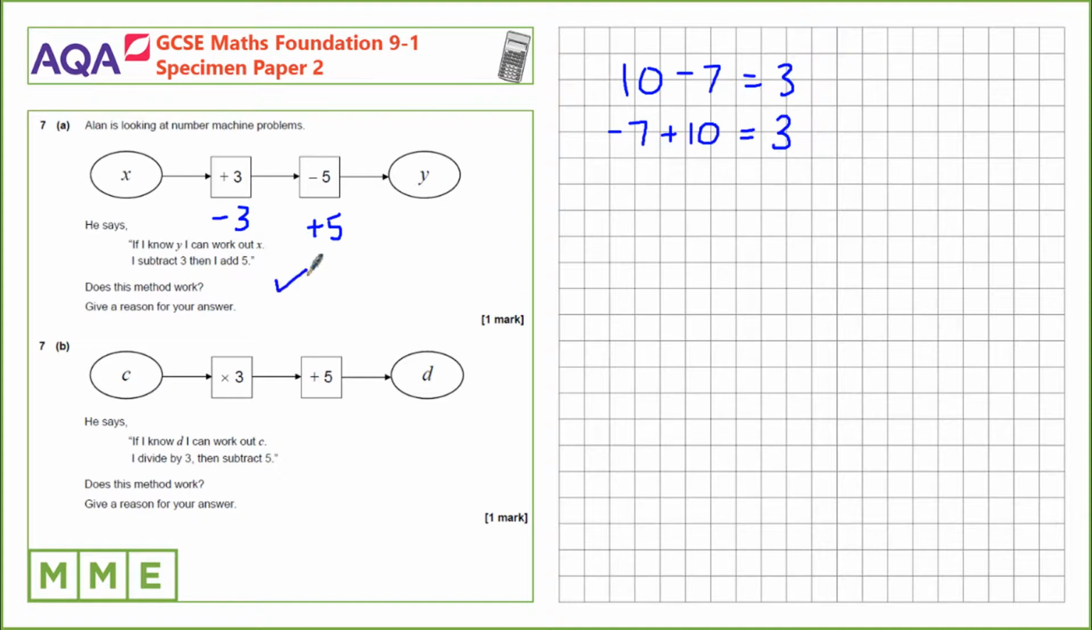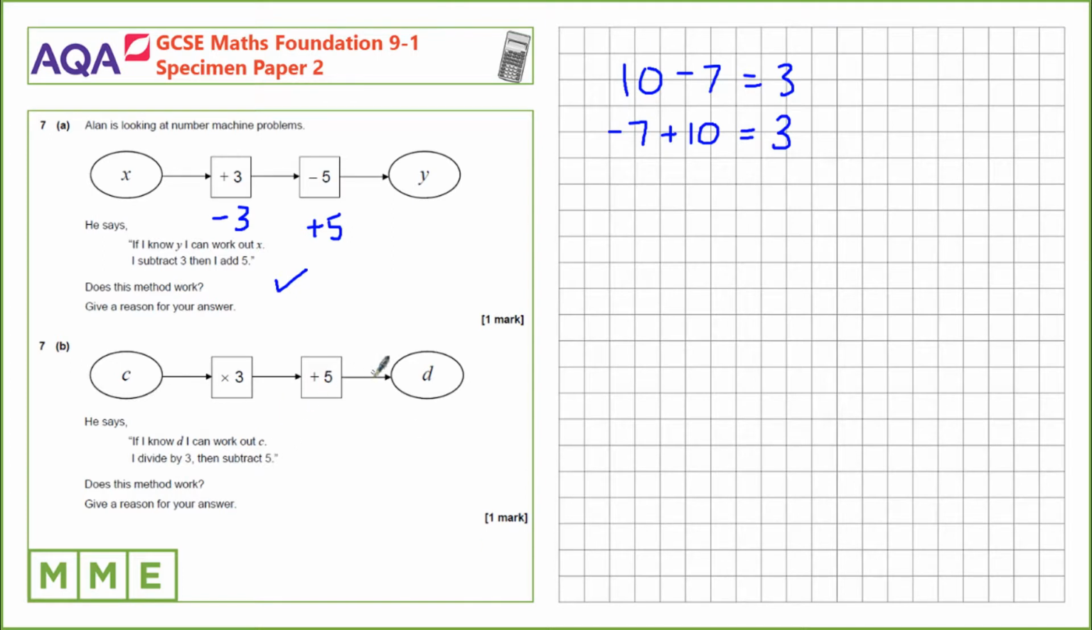So this method does work. And the reason being is that we can do these two operations, addition and subtraction, in any order we want. Question 7b. He says, if I know d, I can work out c. I divide by 3 and then subtract 5.